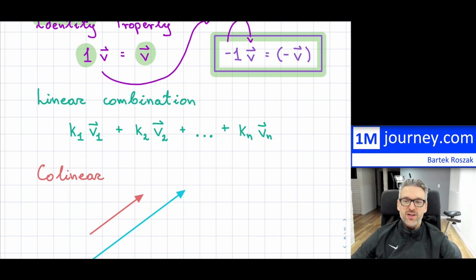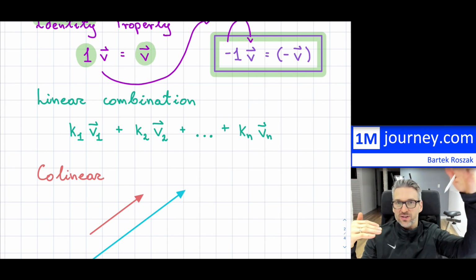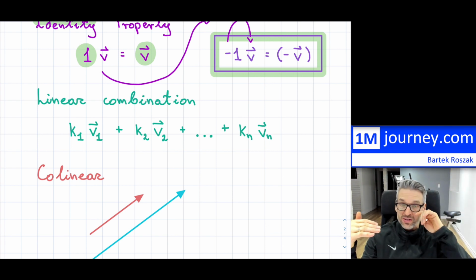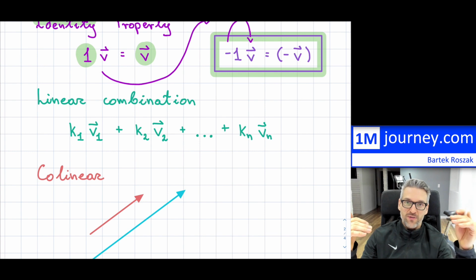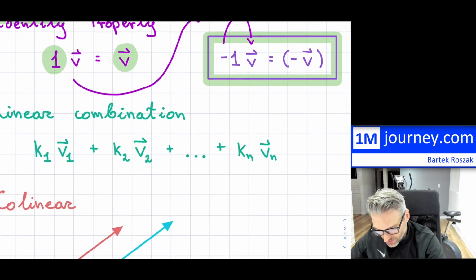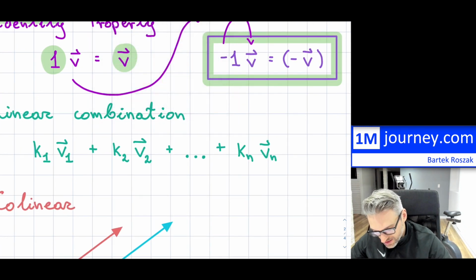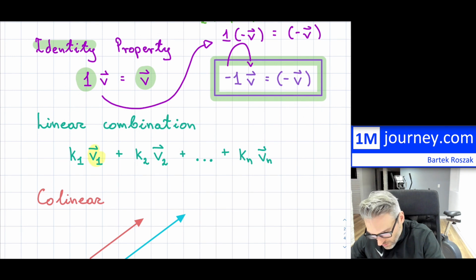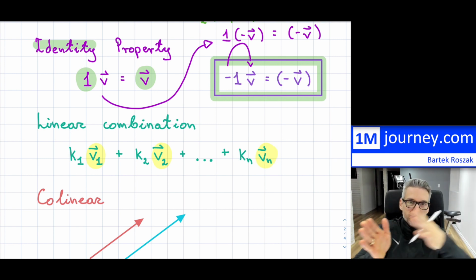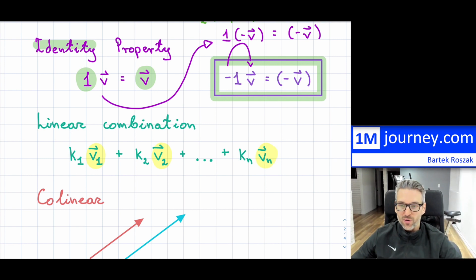Linear combinations. Now that you're going to be multiplying vectors by scalars, you're going to be scaling those vectors up and down, and you're going to be doing that in various applications. If you have multiple vectors, for instance right here, I have one vector v1, another vector v2, and so on, all the way up to vector vn. It doesn't matter how many you have, 2 or more.